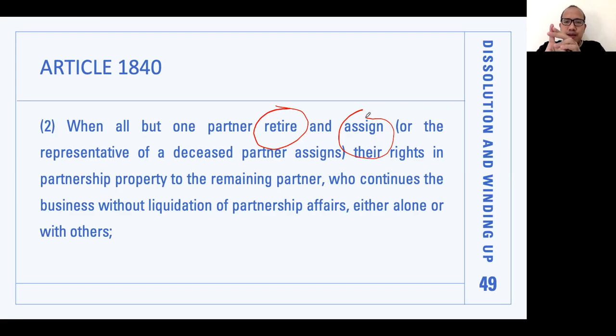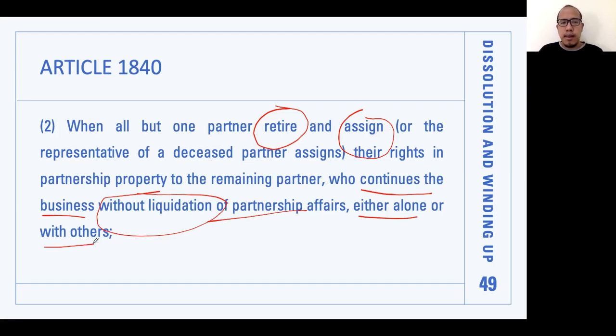Itong naiwan na to, una, ano munang effect ng mga nangyari? Pag nag-retire tong apat, actually kahit isa lang, o inassign nila yung kanilang interest dun sa isa, it will result into the dissolution of the partnership. Again, they can proceed with liquidation if they want. Alam na natin kung ano ibig sabihin ng liquidation. Pero itong naiwan na isa na tinutukoy ng pangalawang situation natin, this sole proprietor continued the business without liquidation of the partnership affairs. Continue the business either alone or with others.